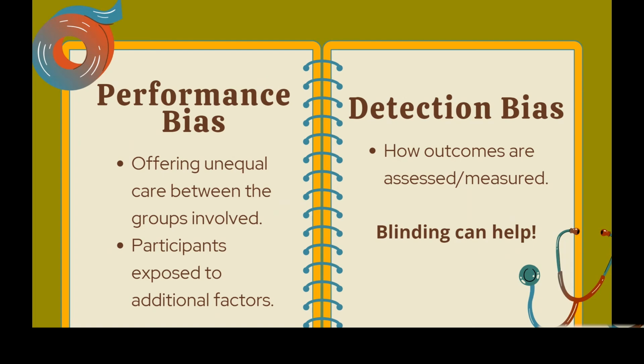A way to reduce both of these biases is through the use of blinding. For example, a double-blind study means that neither the researchers nor the participants know who is receiving the intervention until the study is complete, therefore reducing the risk of influencing the results.